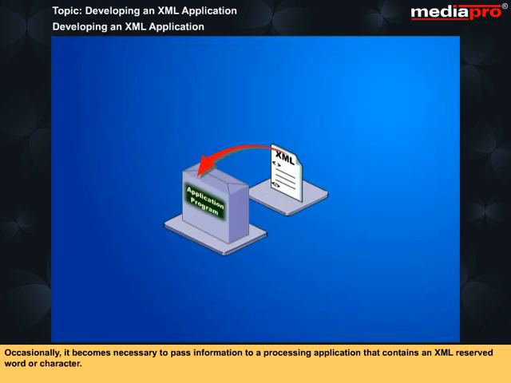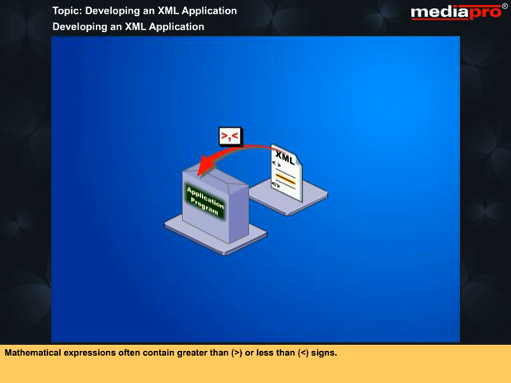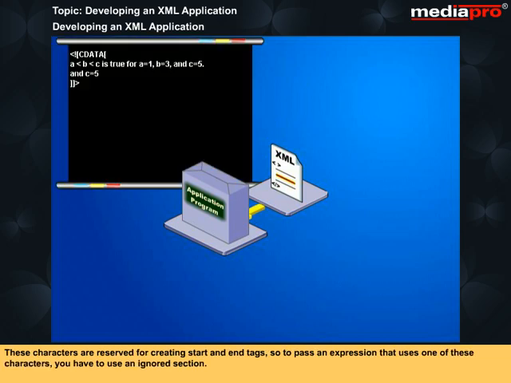Occasionally, it becomes necessary to pass information to a processing application that contains an XML reserved word or character. When this happens, you can define an ignored section of the XML document that will be ignored by a parser while still being passed to a processing application. One case where it becomes necessary to use ignored sections is when you're passing mathematical information. Mathematical expressions often contain greater than or less than signs. These characters are reserved for creating start and end tags. So, to pass an expression that uses one of these characters, you have to use an ignored section.